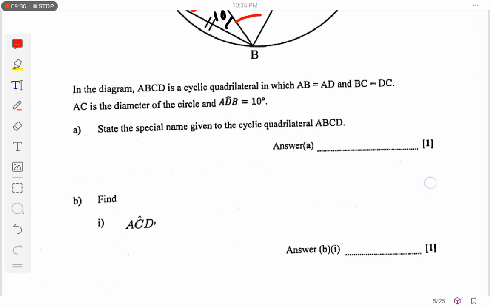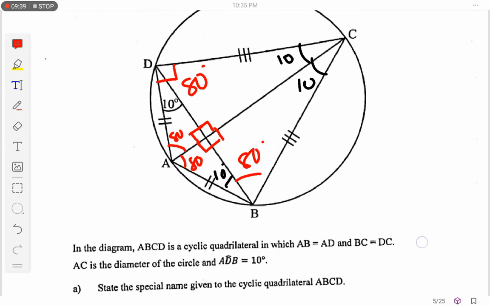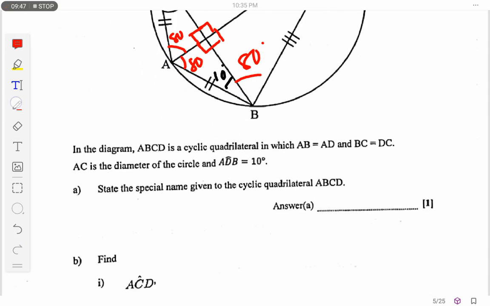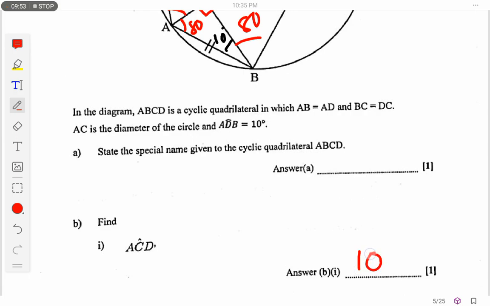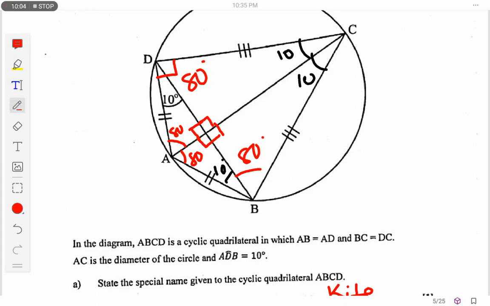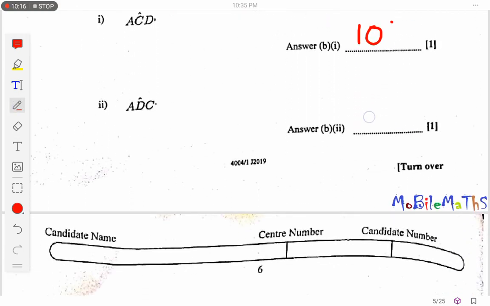Let's see the question. Find ACD. ACD, that's 10 degrees there. So we can say this is 10. Oh, there was a first question. Let me just write 10 degrees here. The first question was what is the name of this cyclic quad. We said it's a kite. Then the other angle ADC, so that's a 90 degrees there. ADC is 90 degrees. So we can write 90 degrees here.